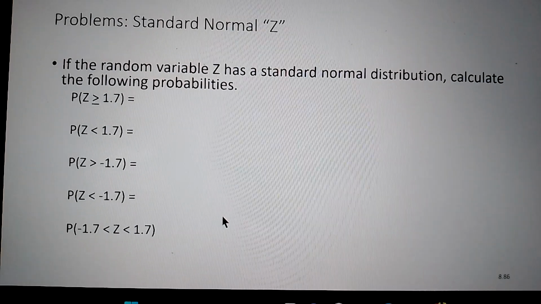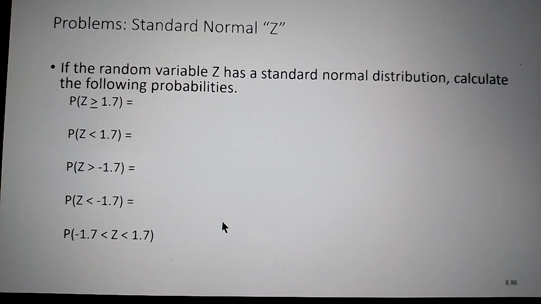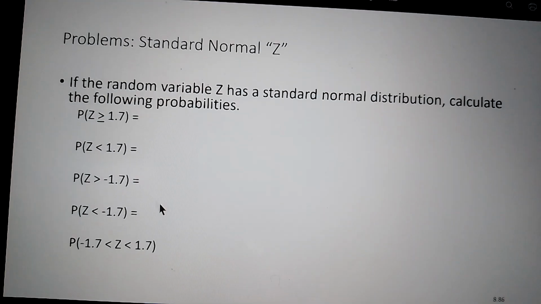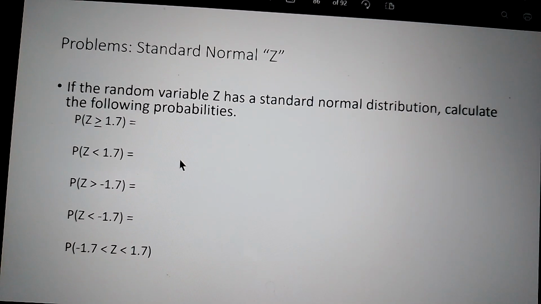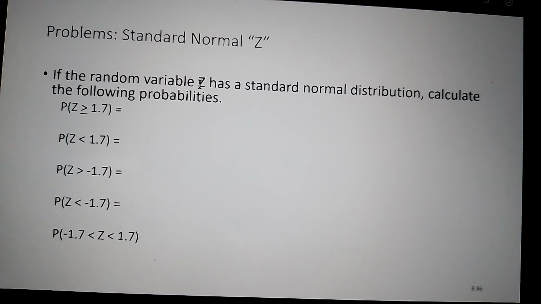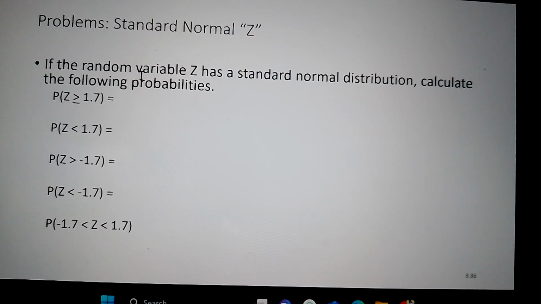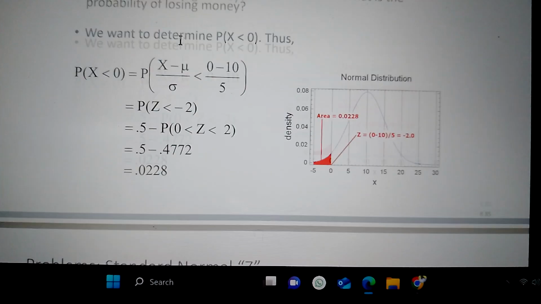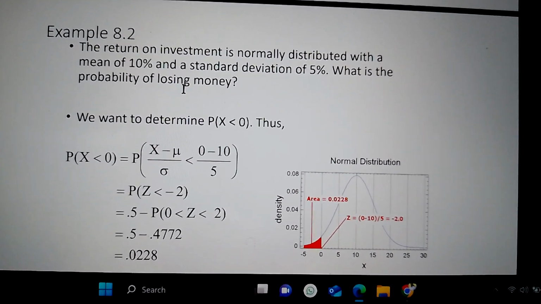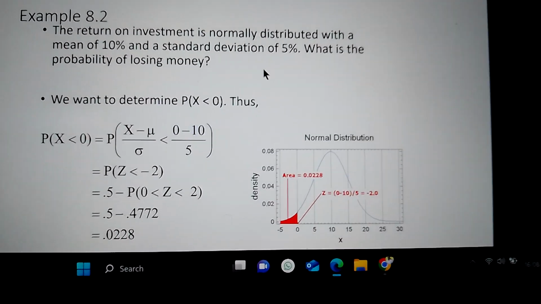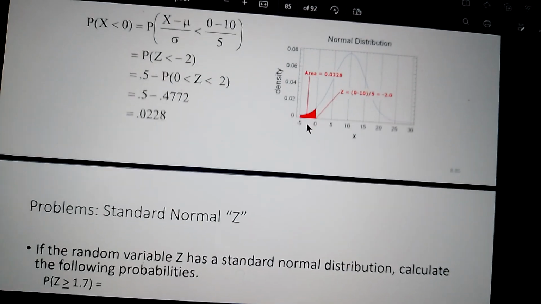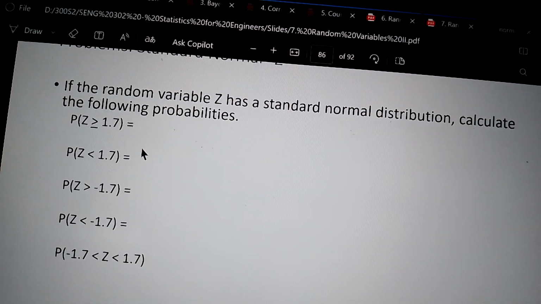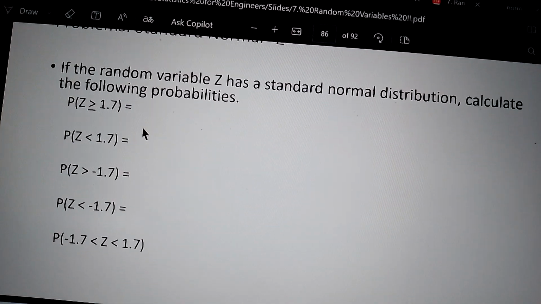And then there are some examples here. Let's just solve maybe the last two, and leave the rest so that you can try and figure them out on your own. So if a random variable has a normal distribution, calculate the following. We are going to use a mean of 10% and a deviation of 5%. Okay, so let's start.